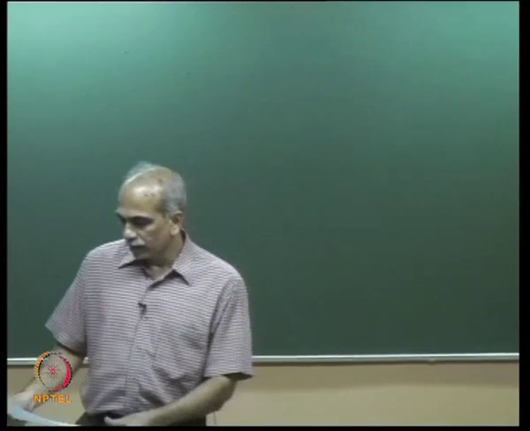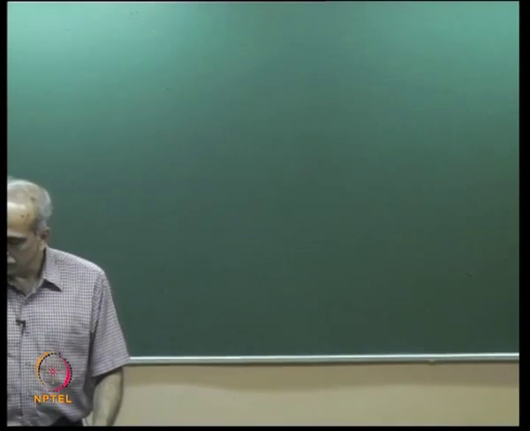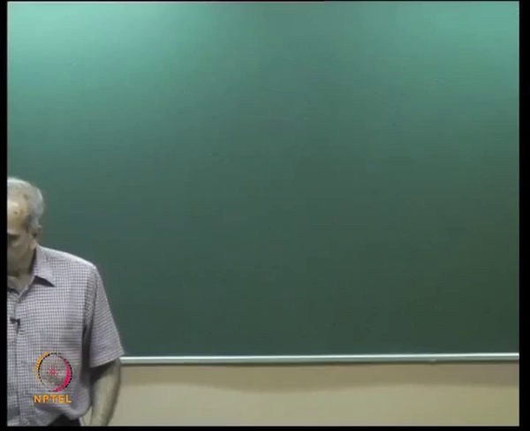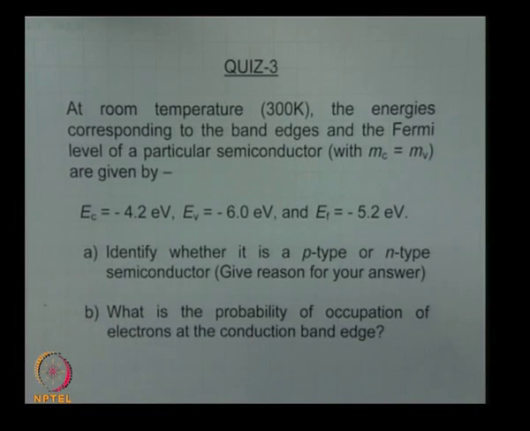So before I start, I'll briefly discuss the quiz that we had in the last class. Just recall the quiz. At room temperature, the energies corresponding to the band edges and the Fermi level are given. Identify whether it is a p-type or n-type semiconductor. Give reasons for your answer.